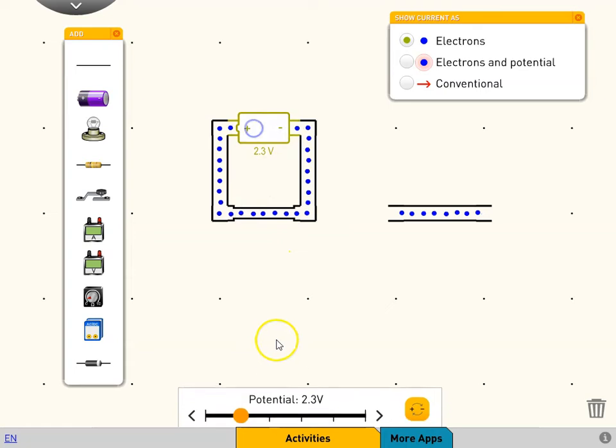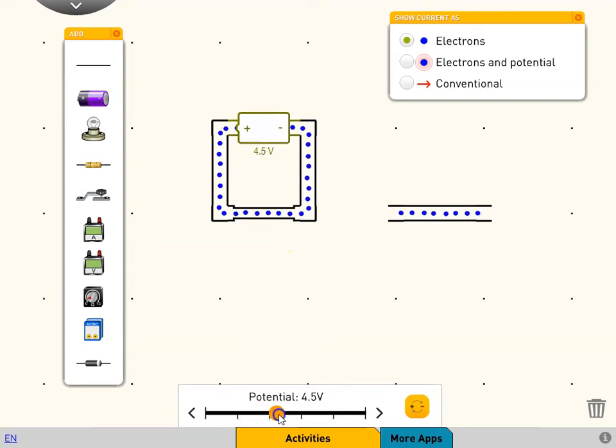Now if you change the voltage of the battery, you can show students how current, that's the rate at which the charges flow, changes. And if I switch that bulb for a resistor and change its resistance, we can show how resistors impede the flow of current.